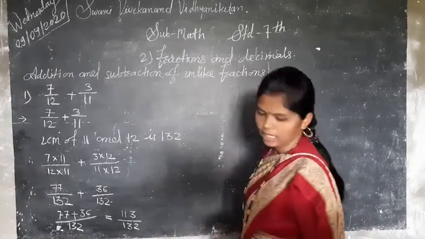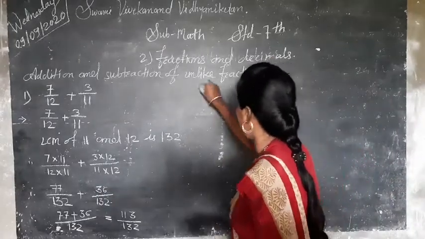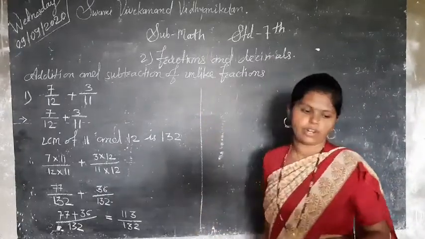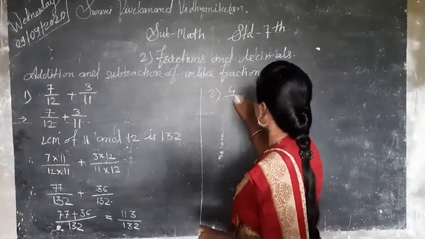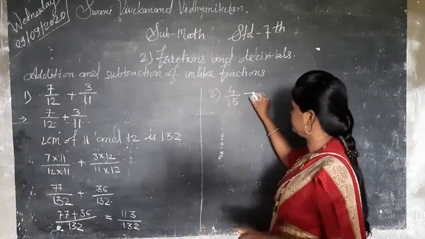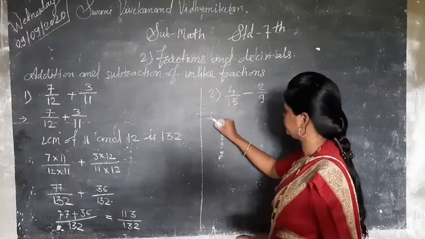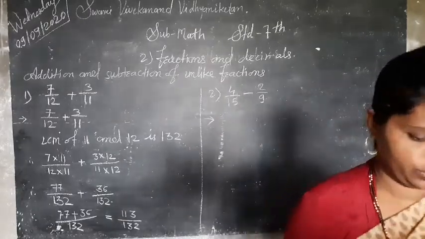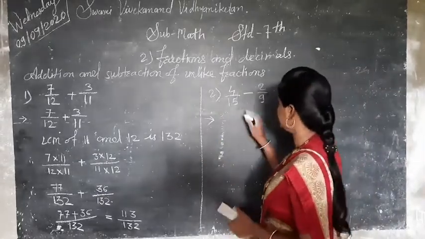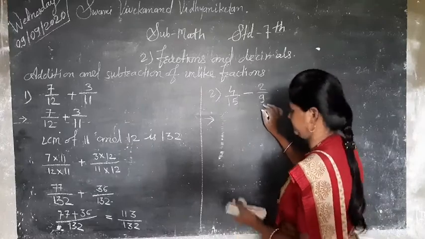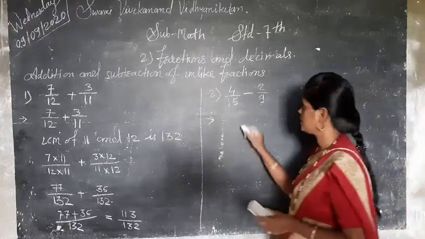The next example that we are going to solve is of subtraction. How can we do the subtraction of unlike fractions? The example is 4/15 minus 2/9. So see, again we have to use the method to find the LCM. First of all, 15 and 9. You know that for 15 and 9, you have to find the LCM first.